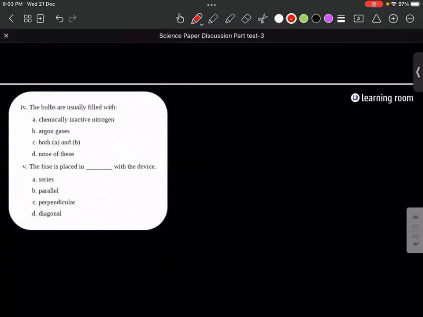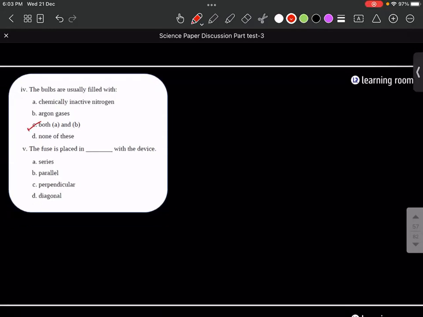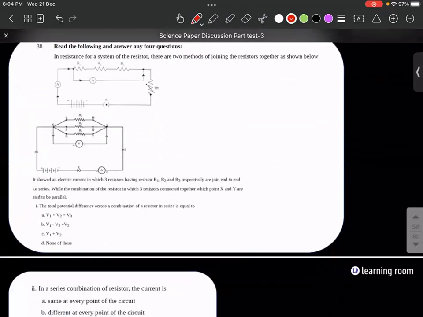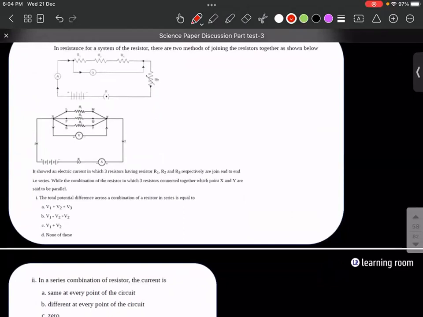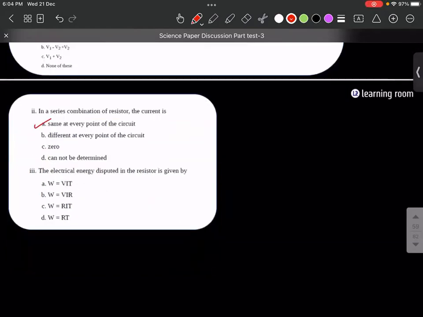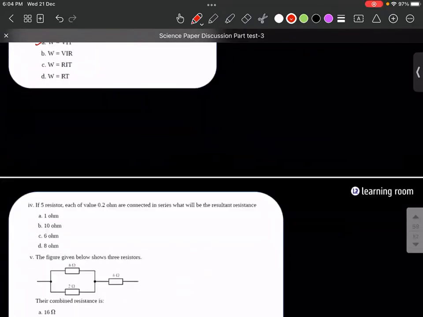The bulbs are usually filled with. Fourth one, it can be, yes. The fuse is placed in dash with the device. It is placed in series. Next. For the combination of resistors in series, V is equal to V1 plus V2 plus V3. In a series combination of resistors, the current is same at every point in the circuit. The electrical energy dissipated in the resistor is given by V into I into T, where T stands for time.